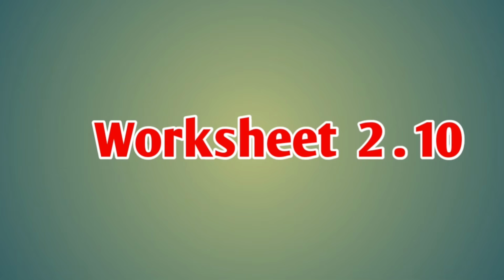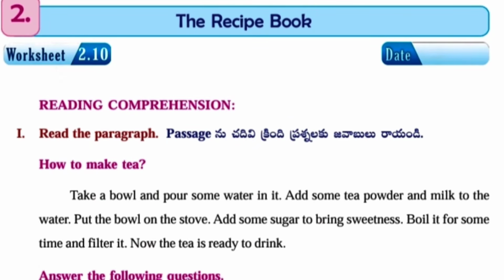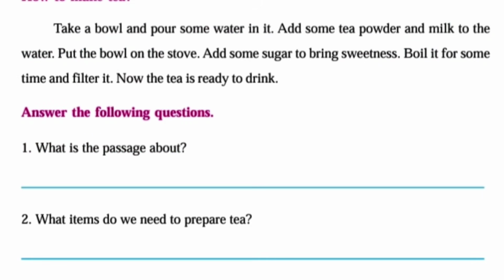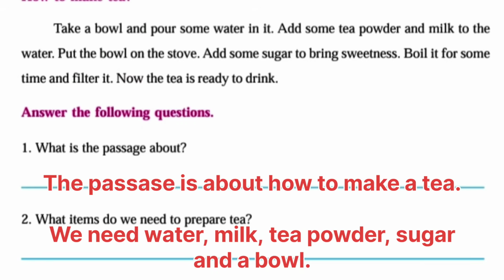Next, worksheet number 2.10. Reading comprehension. Read the paragraph. How to make tea. Take a bowl and pour some water in it. Add some tea powder and milk to the water. Put the bowl on the stove. Add some sugar to bring sweetness. Boil it for some time and filter it. Now the tea is ready to drink.